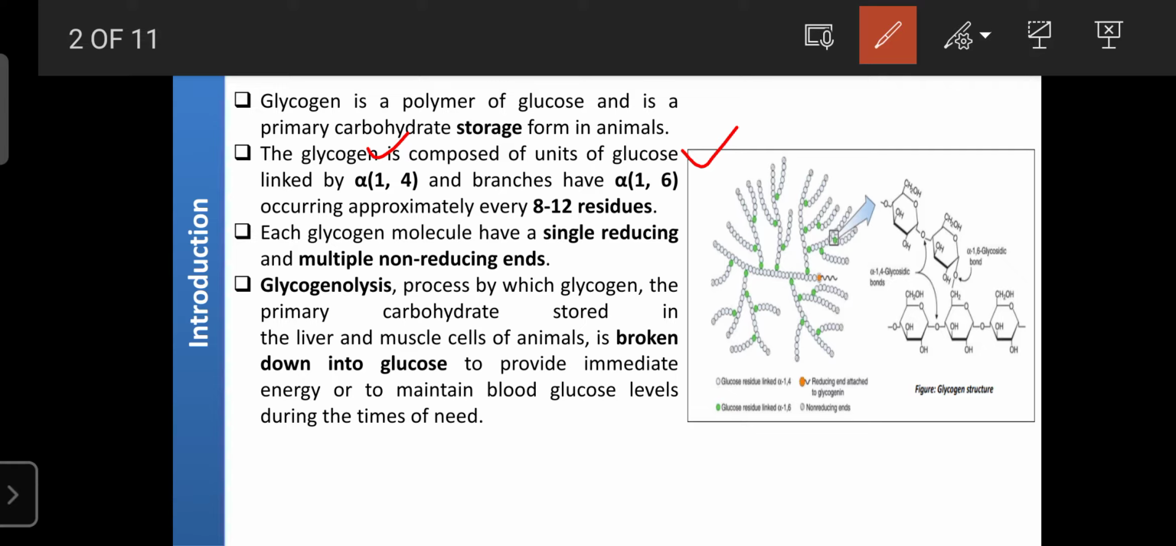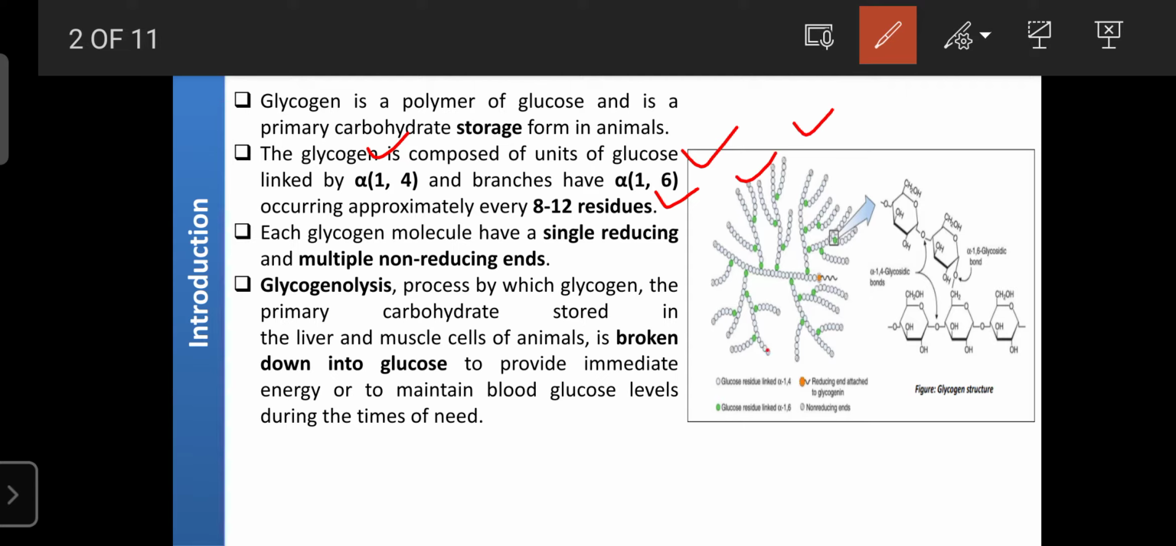First, some glucose molecules, around 8 to 12 residues, are grouped together. They form one glycogen and are interconnected with alpha 1,4 glycosidic bonds, and they also have branches. You can easily see this in the diagram.